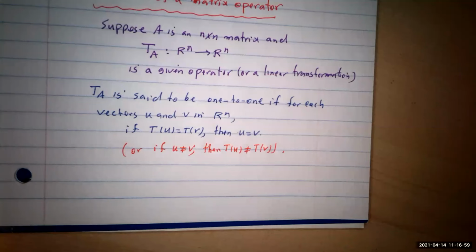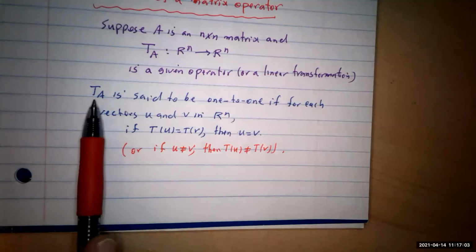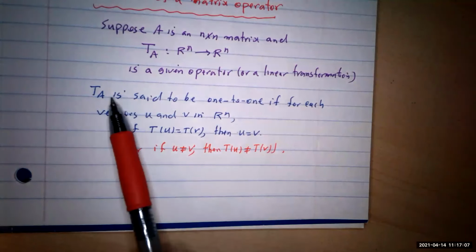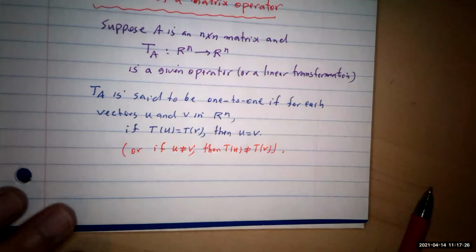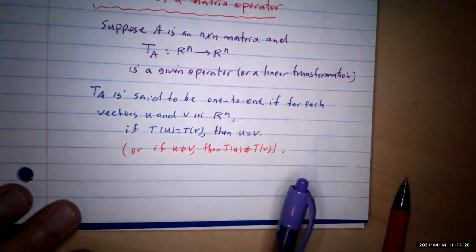Okay, it's very easy to prove that T_A is one-to-one if and only if this matrix A is invertible. So invertibility of the transformation T and the invertibility of the matrix A coincide. That's natural because you know that they are associated to each other. And so it's not difficult to prove. I'll just give you an idea.